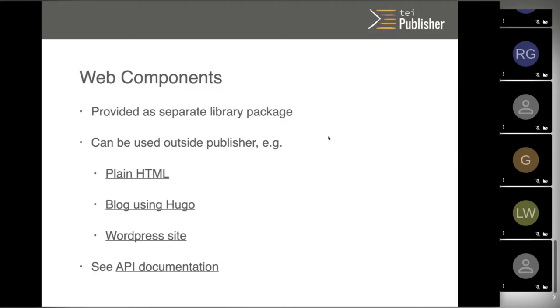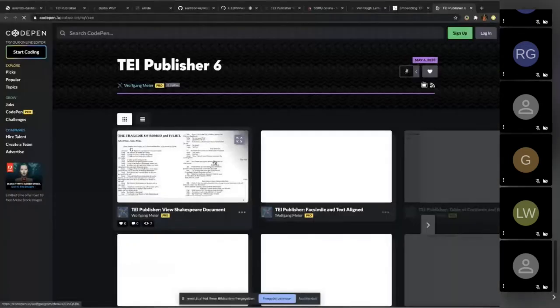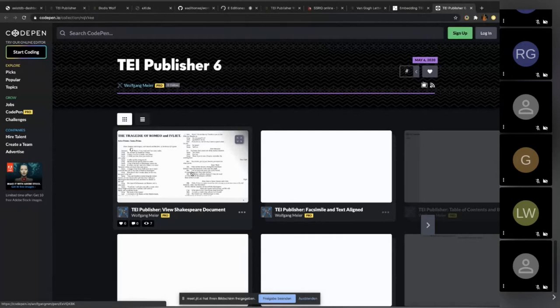So we can look at some examples of using web components outside Publisher. First of all, we have a bunch of examples which are running as so-called CodePens. CodePen is a quite popular website for doing drafts, presenting little bits and pieces of code to people. And CodePen is running somewhere. I don't know where it runs. It might be in the US or in Europe. I have no idea.